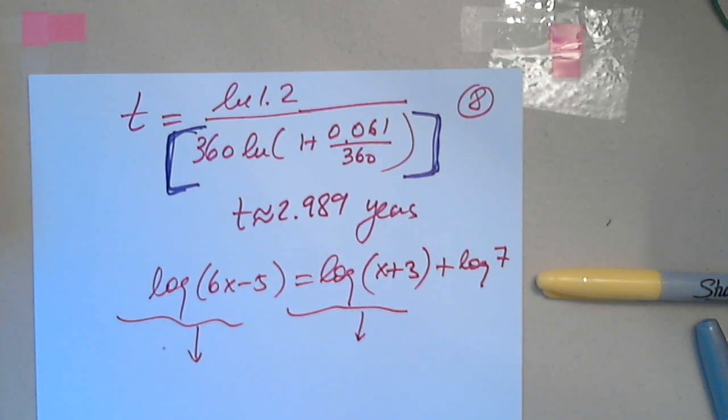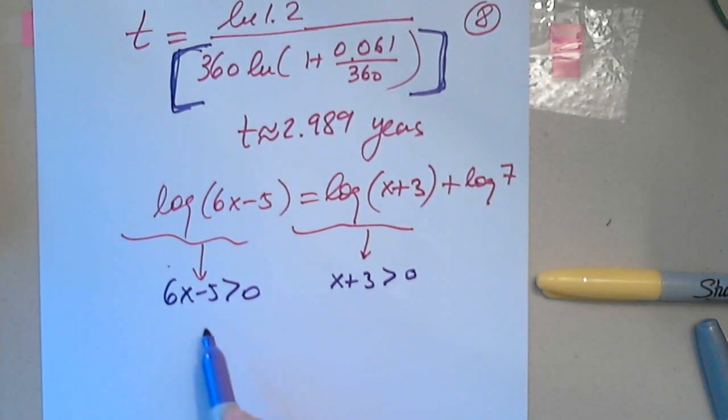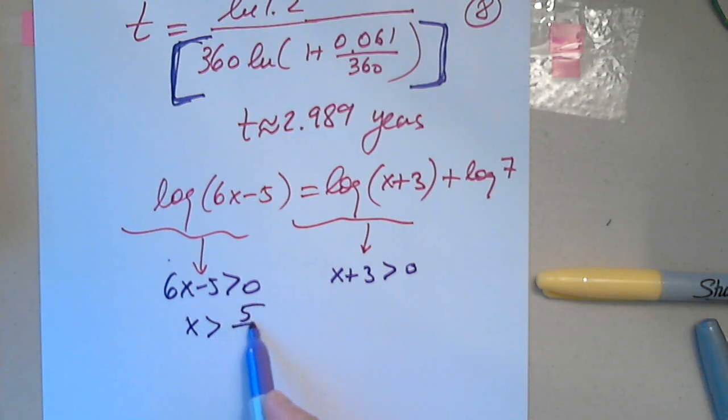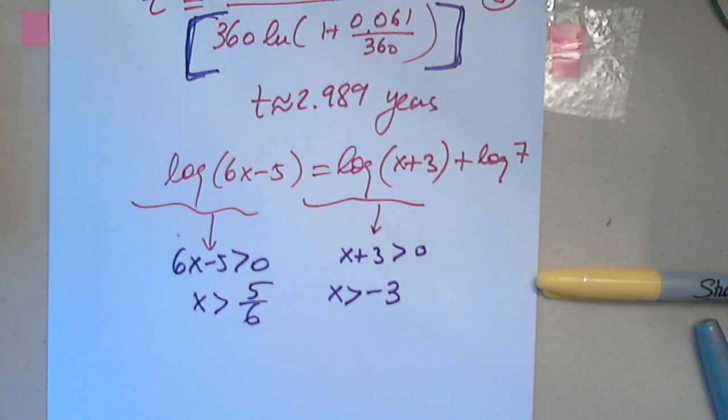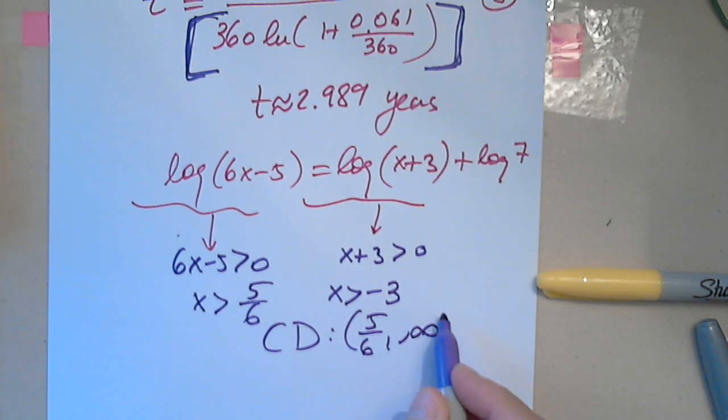What do I write for the first one? 6x minus 5 is greater than 0. And for the other one, x plus 3 greater than 0. This one is x greater than 5 over 6, and this is greater than negative 3. Now we can picture what's happening here. I suppose 5 over 6 to infinity would be the domain. Excellent. The common domain is indeed 5 over 6 to infinity. Perfect.